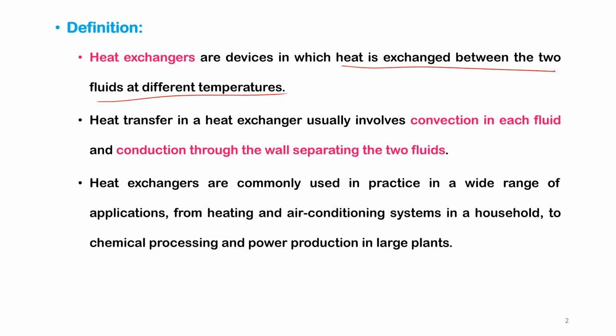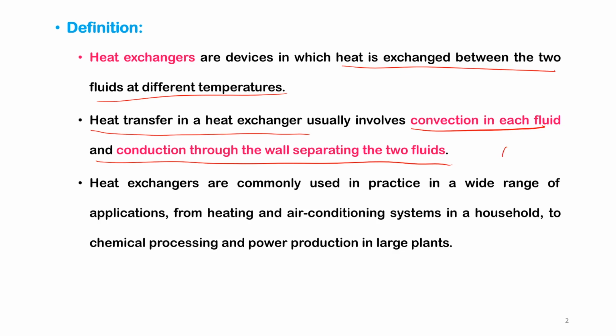In general, heat transfer in a heat exchanger involves convection in each fluid and conduction across the wall. For instance, the simplest design is the double pipe heat exchanger. You can have a hot fluid on one side and a cold fluid on the other side. The convection happens through the fluid, and across the wall you have conduction.